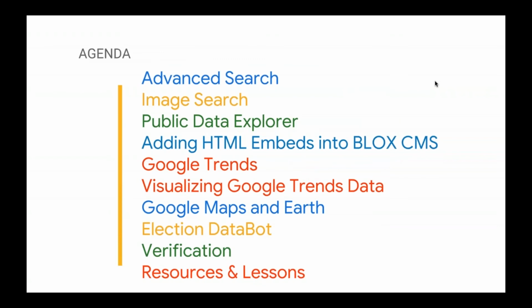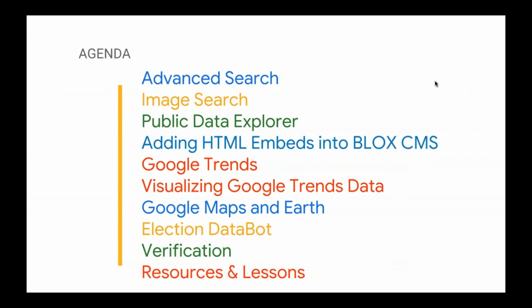This is what we're going to be covering today. It's obviously an enormous amount of information. We always start off with the basics, so the advanced search and image search. We'll talk a little bit about some tools that you might not know about, like Public Data Explorer. We'll touch on Google Scholar. Your colleagues are actually going to talk a little bit about how to take some of these elements and embed them right into your BLOX CMS. Then we'll also talk a little bit about Google Trends, which is really harnessing the power of Google data, how to visualize that data using various different free tools that Google has made available. Take a look at Google Maps and Google Earth. As I like to say, all news happens someplace, so almost every story can benefit from a map or a locator in some fashion or another. We'll talk a little bit about that.